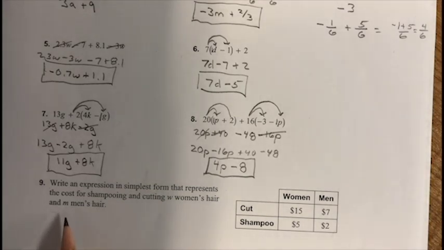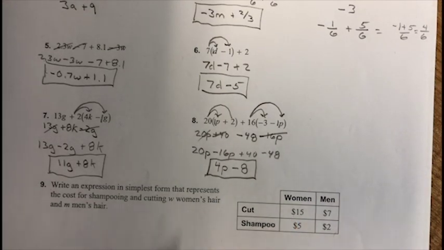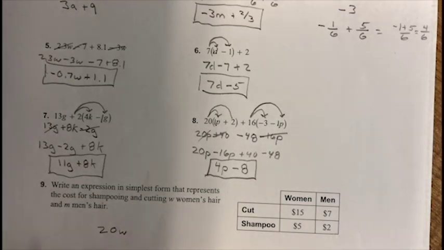So if you're wanting to know how much it's going to cost for one woman to get her haircut and shampoo, how much would it cost for one woman to get it? Well, a cut's $15 and a shampoo is $5. So to get both, it's going to cost her $20. But we don't know how many women are doing it. So we're going to put W there. That W represents women.